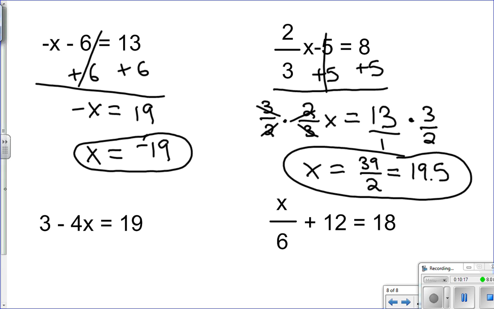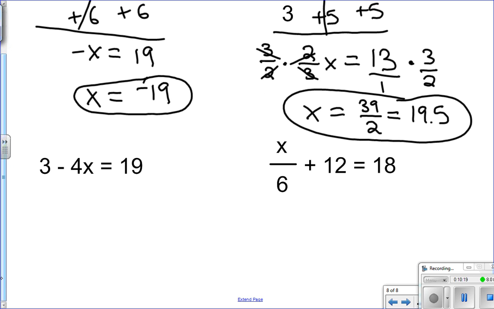All right, let's move down to these two. So I have 3 minus 4x equals 19. Now, this is positive 3. So remember that there's a plus sign associated with positive numbers. So to get rid of that 3, I have to subtract 3. This is a positive 3. So to get rid of positive 3, I have to subtract 3 to get to 0.